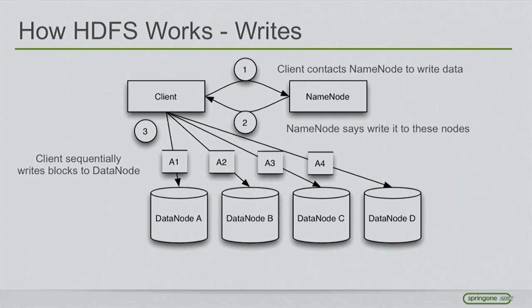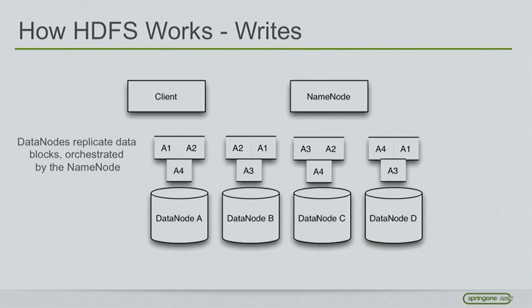At which point the client is going to sequentially start writing blocks out. So if I have a file called A, it's split into 4 blocks, say a 256 megabyte file split into 4 64 megabyte chunks. The client connects to a DataNode and writes a block out, and then it will connect to the next data node as orchestrated by the NameNode. It said where to put all these blocks, and it will write out that next block.